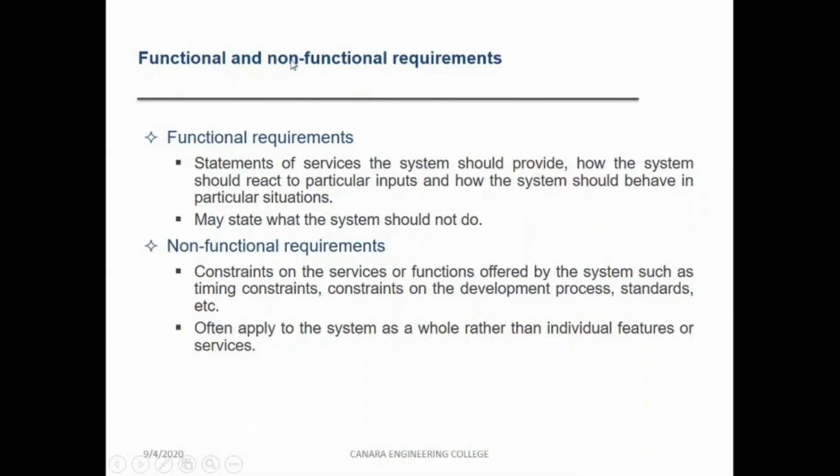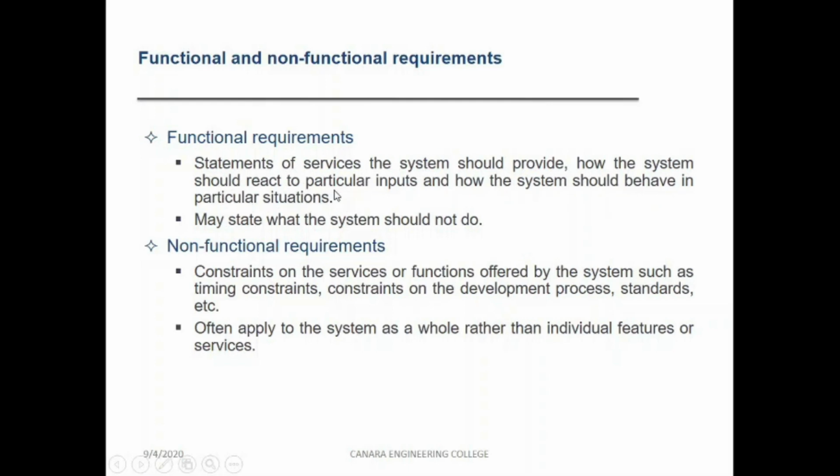So, functional and non-functional requirements: there are two types. What do you mean by a functional requirement? It is a statement of the services the system should provide, how the system should react to particular input, and how the system should behave in particular situations.